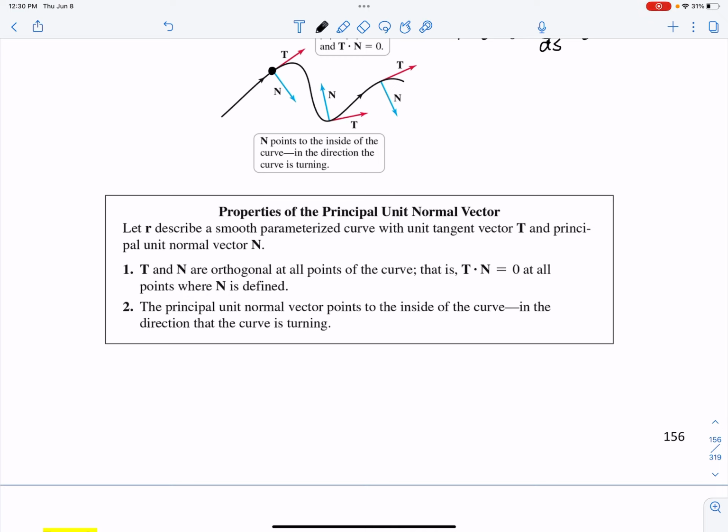I could see this application maybe happening in video games, right? We're going to have these vectors describing where your character is moving, given a direction.